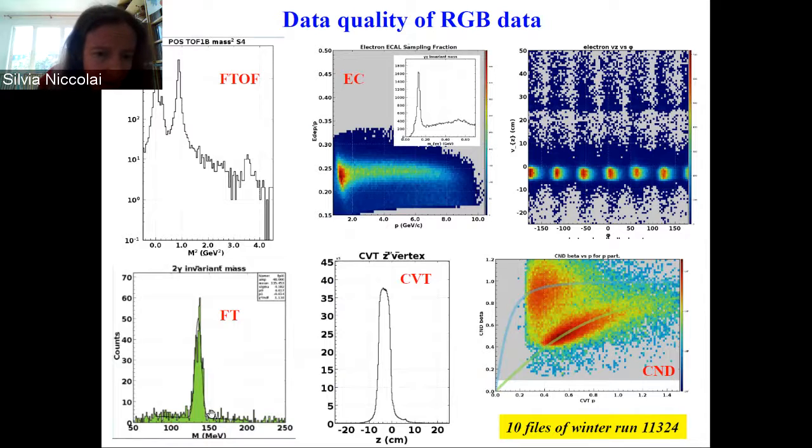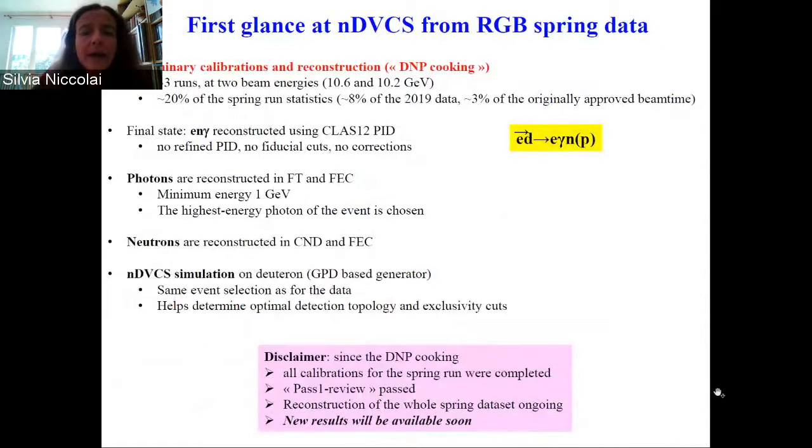the drift chambers, and the forward tagger nicely reconstructs pi zero, vertex from the central vertex tracker, and the CND also can do some charged particles PID in the center, and you see here the bands for the pions and the protons. So I will now show some results for NDVCS.